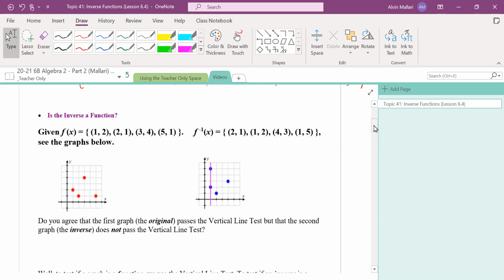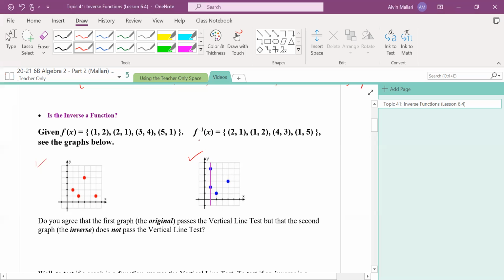Okay, so let's say here we are given the points 1, 2, 2, 1, 3, 4, and 5, 1 as indicated in the first graph here. So this is our first graph for the f of x. And then the f inverse or the inverse function is going to be this graph. All right. Now, do you agree that the first graph passes the vertical line test? However, the second graph, which is the inverse, does not pass the vertical line test.